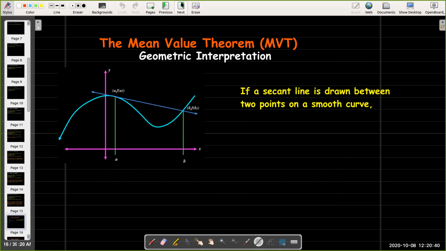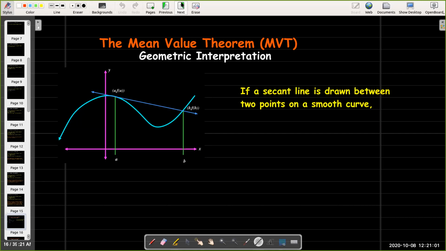Now, the mean value theorem is closely connected and, in fact, equivalent to Rolle's theorem. You can use Rolle's theorem to prove the mean value theorem, or if you know the mean value theorem, you can use Rolle's theorem as a special case of the mean value theorem.